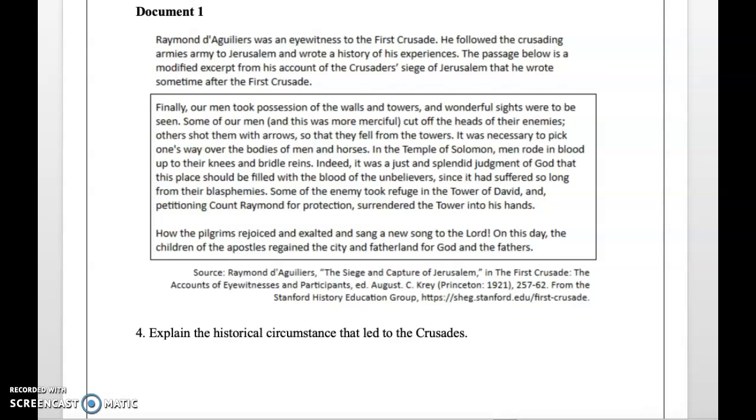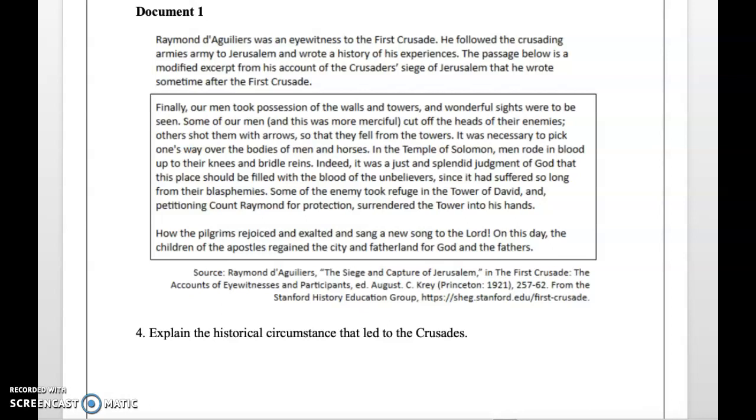Okay, so it says this document is by this guy Raymond. He was an eyewitness to the First Crusade. He followed the crusading army to Jerusalem and wrote a history of his experiences. The passage below is a modified excerpt of his account of the Crusaders' siege of Jerusalem that he wrote sometime after the First Crusade. Okay, and then he goes on to describe.